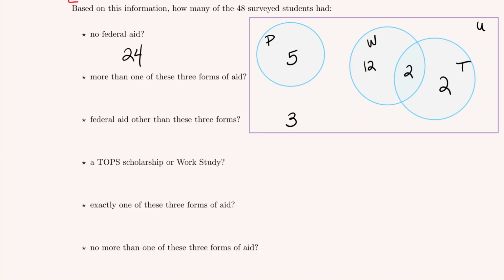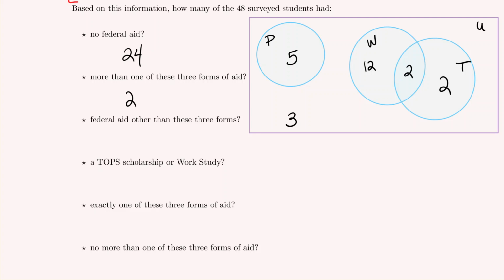Now, how many of the students surveyed had more than one of these 3 forms of aid? So look at your Venn diagram. Who are the students who have more than one of the Pell Grant, work study, or TOPS? Visually, we can quickly identify that would be the students in our intersection, of which there were 2.